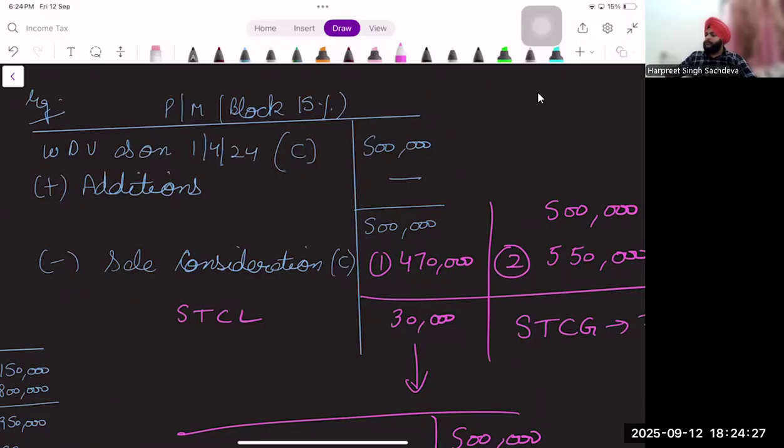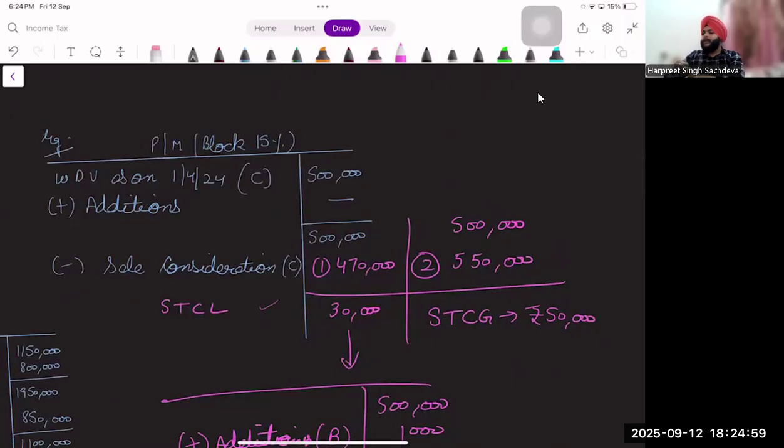So there's no asset left in that block. Then also the block will be closed even if the sale consideration was less than the total value of the block, because the remaining value can't be considered as a WDV because there is no asset present physically for that block. So the remaining value becomes STCL, short-term capital loss. Clear?